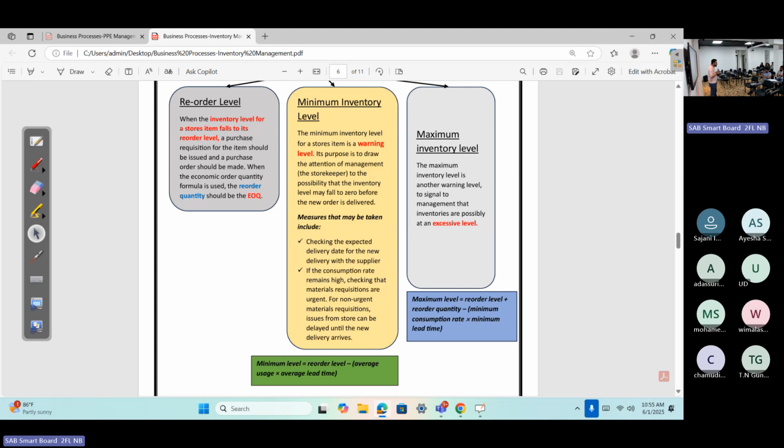If we have 50 quantities, then we can satisfy our customers' needs for the next 5 days until we receive the new order. So this minimum level is a warning level. What's the warning? It is saying: quickly, immediately, your stock will be 0. The purpose is to draw the attention of management to the possibility that the inventory level may fall to 0 before the new order is delivered.